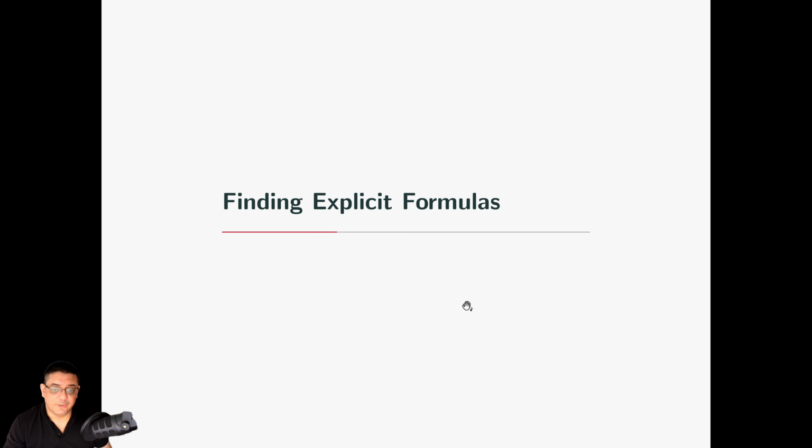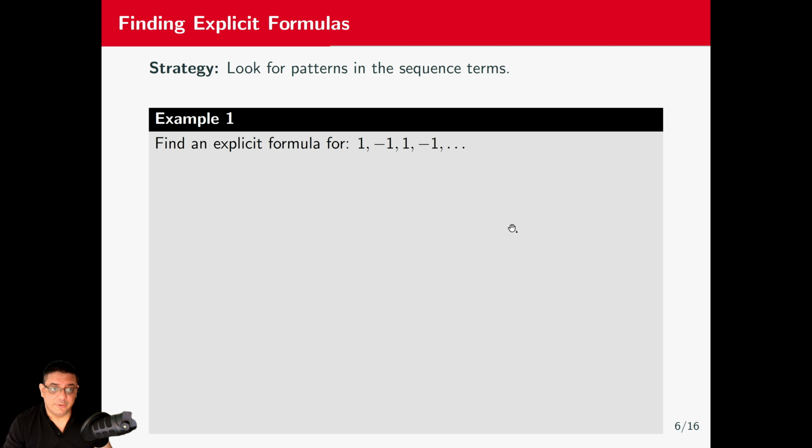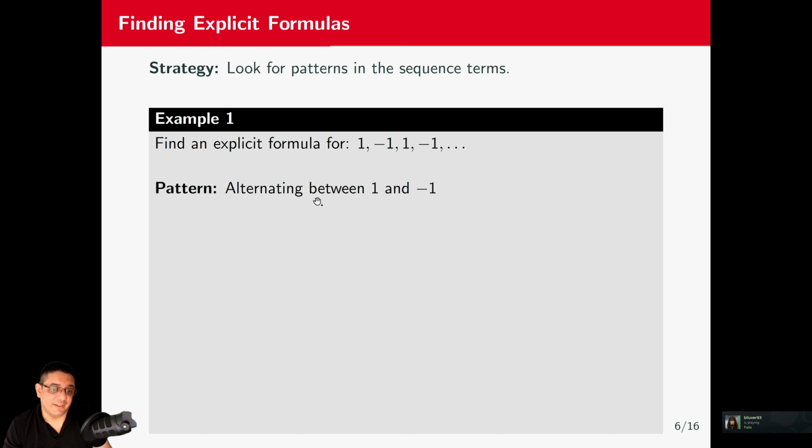Now let's talk about finding explicit formulas. When we have a sequence, we can always look for patterns in the sequence of terms. So for example, we have 1, minus 1, 1, minus 1. You kind of see that it's alternating between 1 and minus 1. And you can guess that it's going to be some sort of minus 1 to the n or minus 1 to the n plus 1. It all depends on where you start.